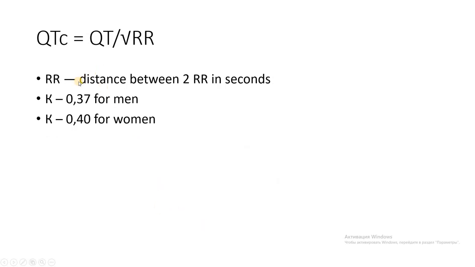This is the formula for the QT interval. These are the distance between two RR in seconds. This is for men 0.37. This is for women 0.40.